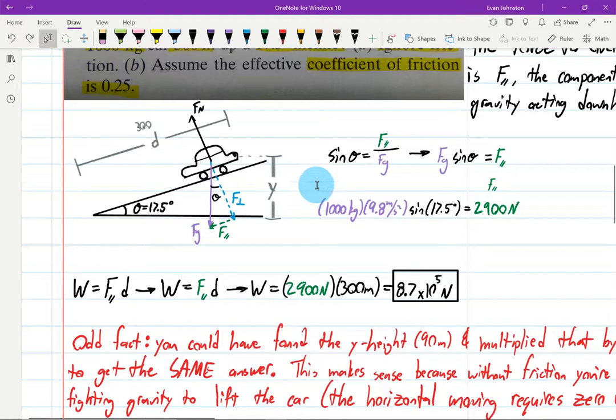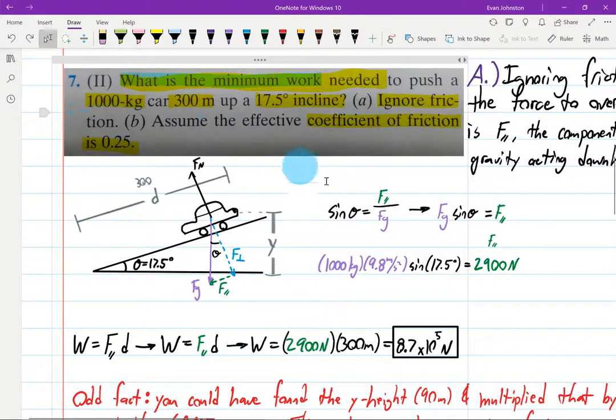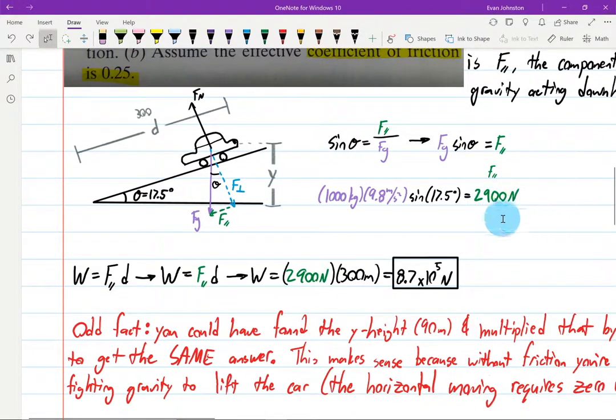And so really what I had to do then is I used sine. Sine would be the parallel part over the force of gravity. We know the mass, so we can easily use m times g and get force of gravity. So force of gravity times sine of the angle gives us this parallel component of gravity. And so that is the thing that we're having to overcome. And so that is my parallel force.